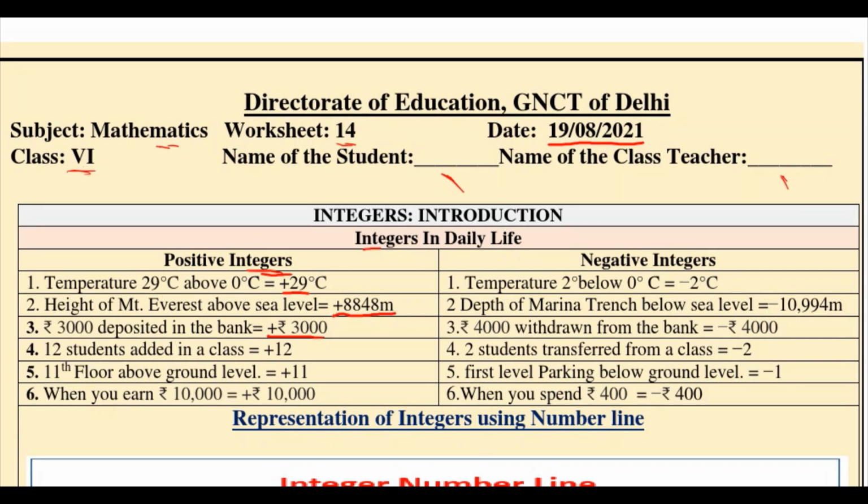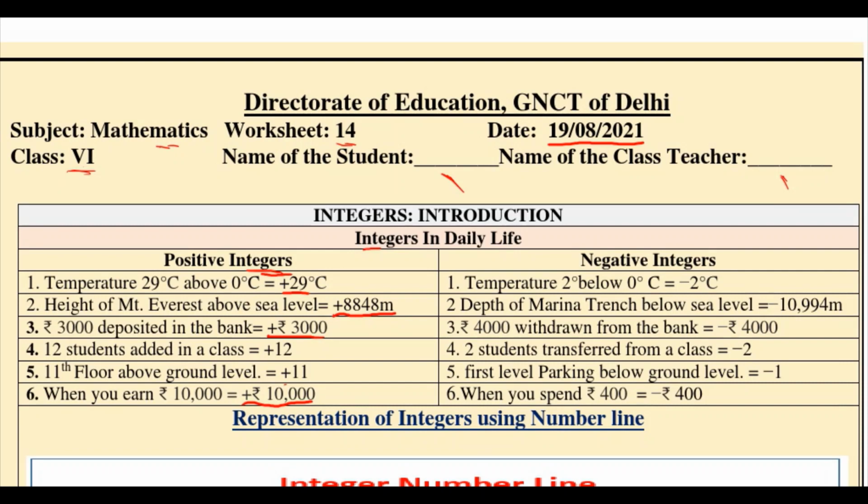Okay. 11th floor above ground level. Now ground level is the ground and the 11th floor is 11 floors above that. So that means we will write plus 11 for that. Next, when you earn rupees 10,000, plus is equal to rupees 10,000. So when you earn something, you will put a plus sign, that is also a positive integer. That is how we write these integers. Simply we use a plus sign with them if they add a certain amount to something.